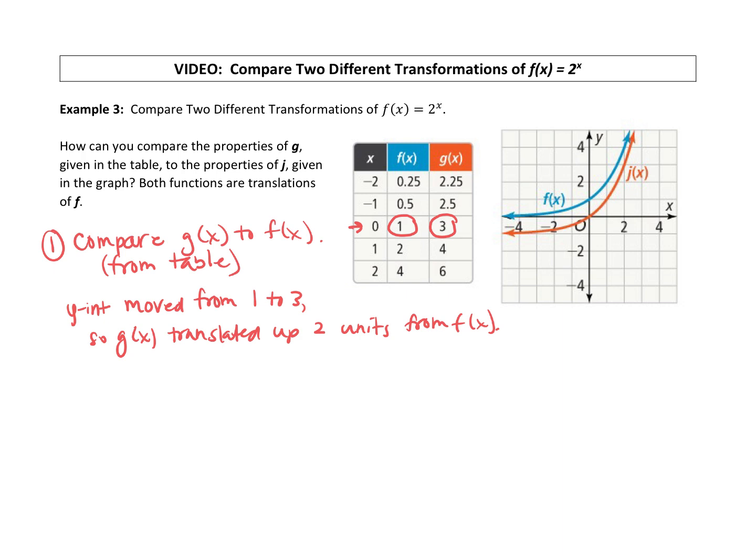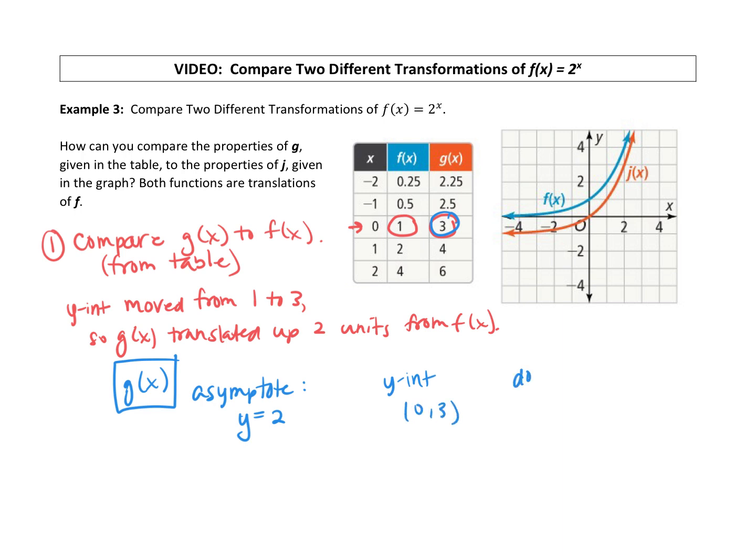Let's take a minute to just focus on what we know about g of x. The asymptote. Now, if g of x translated up 2 units, that means the asymptote translated up 2 units as well. So the asymptote will be at y equals 2. The y-intercept, we can see right here, is at a 3, so 0, 3.